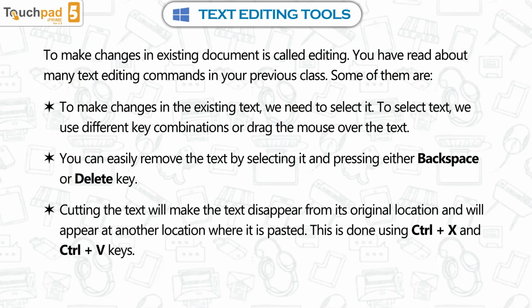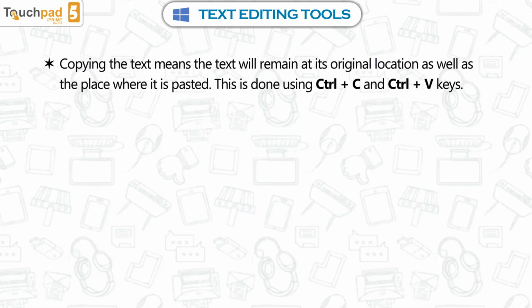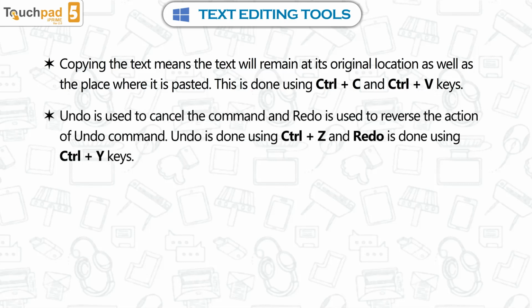Cutting the text will make the text disappear from its original location and appear at another location where it is pasted. This is done using Ctrl+X and Ctrl+V keys. Copying the text means the text will remain at its original location as well as the place where it is pasted. This is done using Ctrl+C and Ctrl+V keys. Undo is used to cancel the command and redo is used to reverse the action of undo command. Undo is done using Ctrl+Z and redo is done using Ctrl+Y keys.